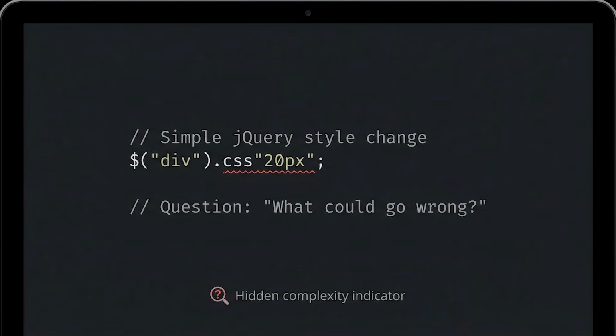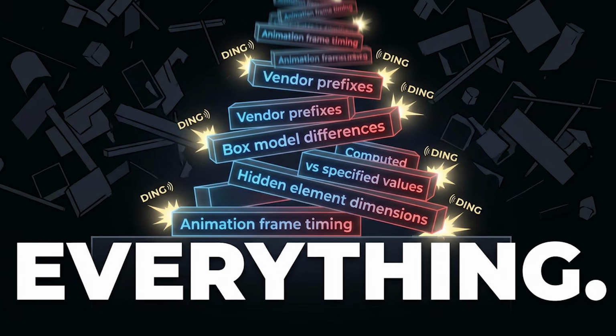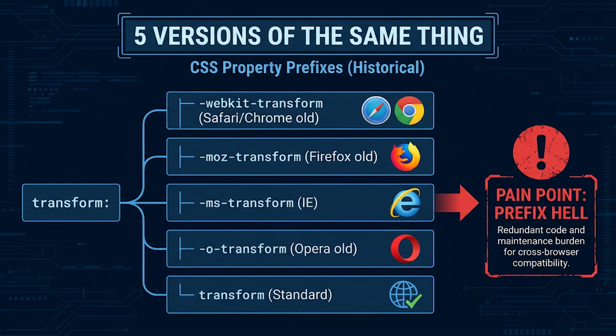Let's talk about something that seems that simple: setting CSS properties. They are easy, right? Just set a style. What could go wrong? Everything. Different browsers use different vendor prefixes: WebkitTransform, MozTransform, msTransform, OTransform, and finally JAWS transform.